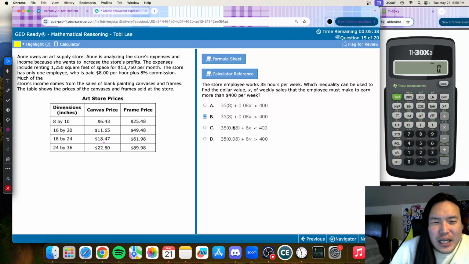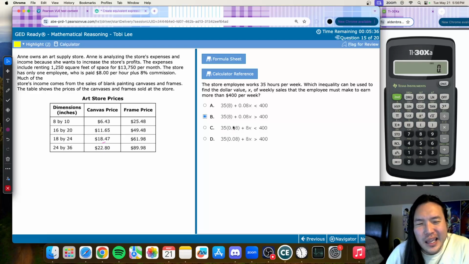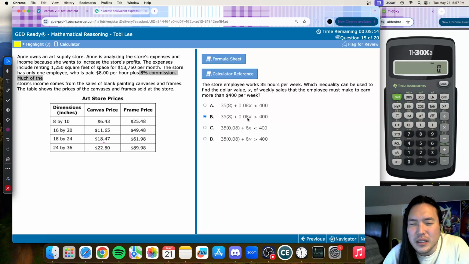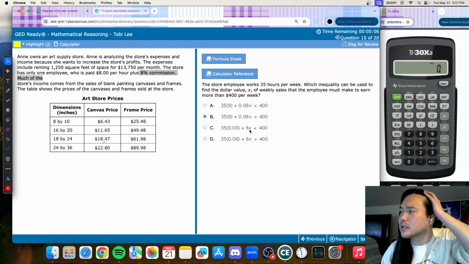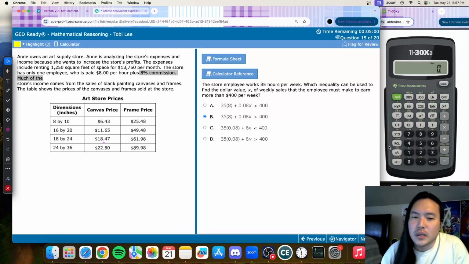So if they make $8 per hour and they work 35 hours, they're definitely going to make 35 times $8, right? And then they get an 8% commission on their sales. So X represents the sales, so 0.08X would represent the commission. If you sell $100 worth of stuff, your commission's not $800, right? That doesn't make sense. 8 times 100 is 800. So we're not multiplying by 8 here. We're multiplying by 0.08.